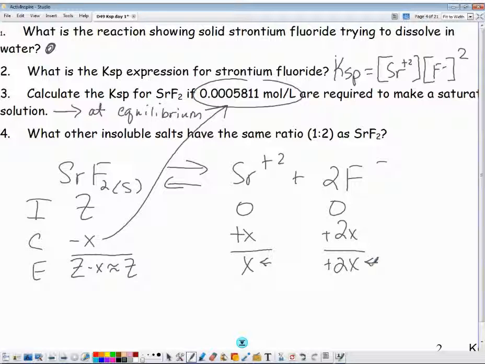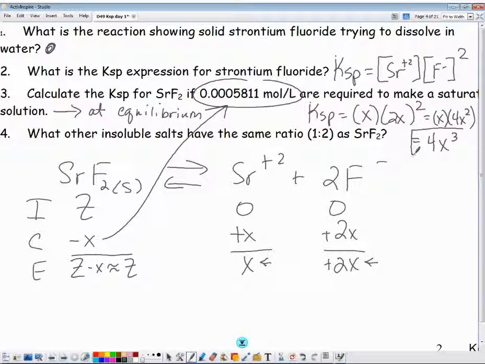Okay. So if I plug that into this KSP expression up here, I'm going to get X times 2X squared. Now we get the math instead. What's 2X squared? 4X squared. Okay? 2X squared becomes 4X squared. So what's X times 4X squared? Thank you. It's 4X cubed.